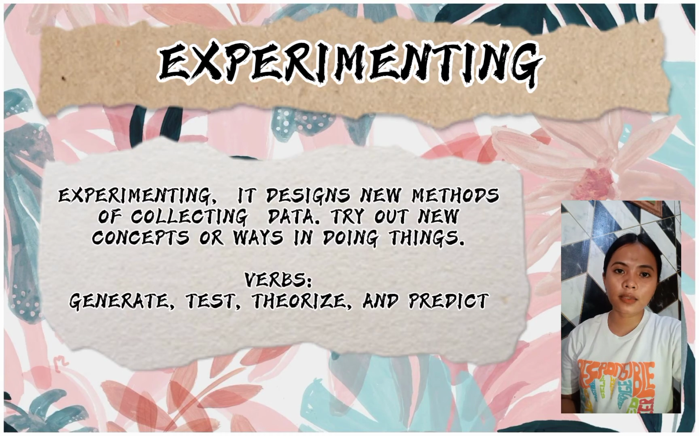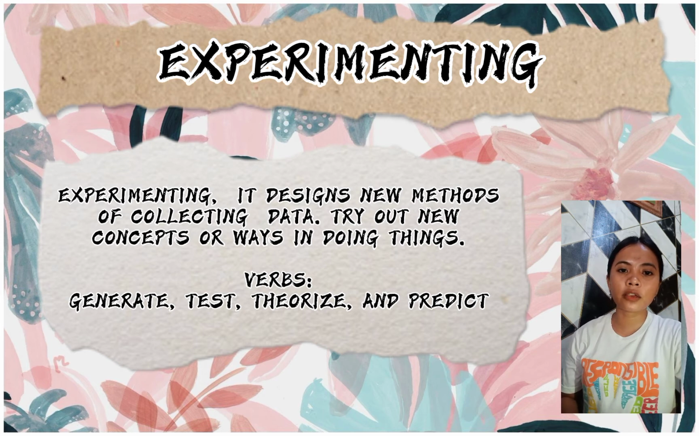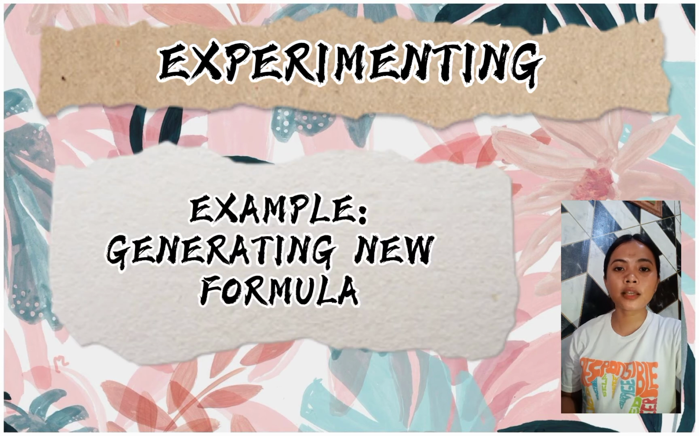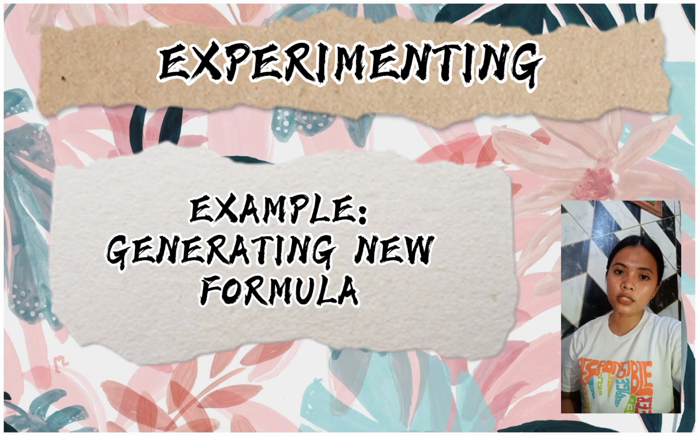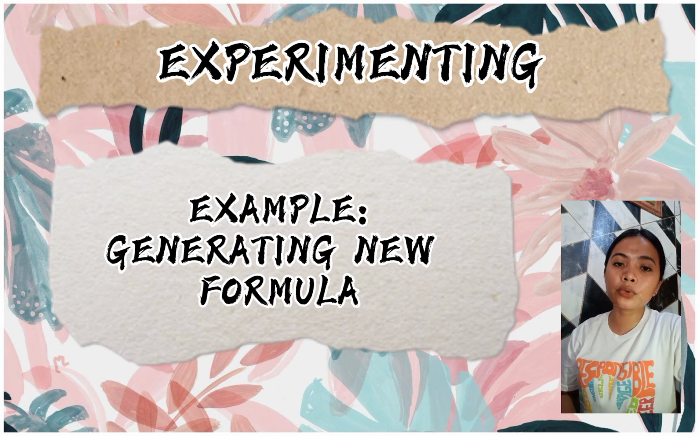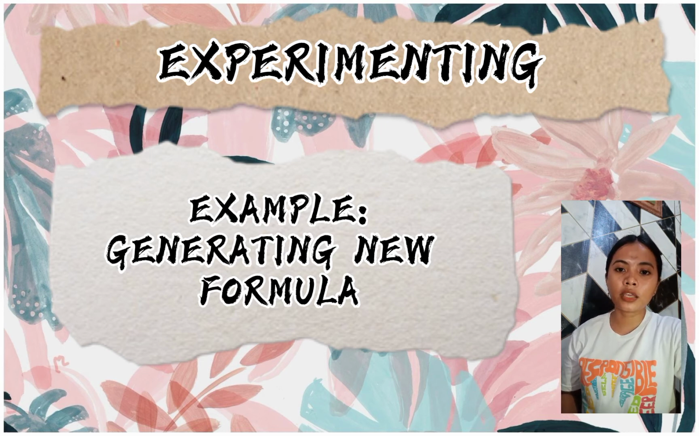Next is experimenting. It designs new methods of collecting data and tries out new concepts or ways to do things. It uses scientific procedures. For the outcome verbs, we have generate, test, theorize, and predict. For example, generating a new formula. Professionals undergo different procedures and processes to come up with the formula they want. In experimenting, there are a lot of studies and examinations to do so that the process goes well. It also uses scientific procedures because it is necessary for generating a formula or in other experiments.